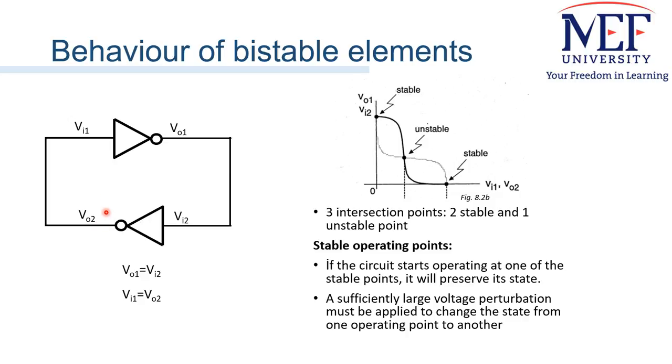If the circuit starts operating at one of these two stable points, it will preserve its state. But if we apply a sufficiently large voltage perturbation, the state will change, and eventually the state will go from one operating point to another.